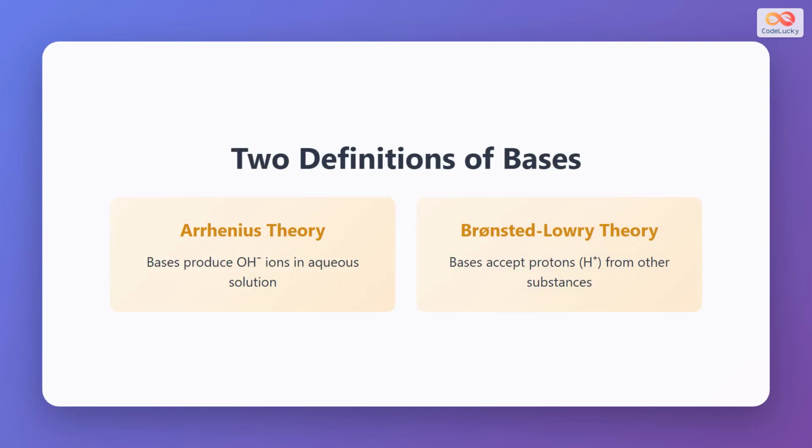There are two important theories that define what a base is. According to Arrhenius theory, bases are substances that produce OH- ions in aqueous solution. The Brønsted-Lowry theory provides a broader definition, stating that bases are substances that accept protons, or H+ ions, from other substances. Both definitions are useful and apply to different situations in chemistry.